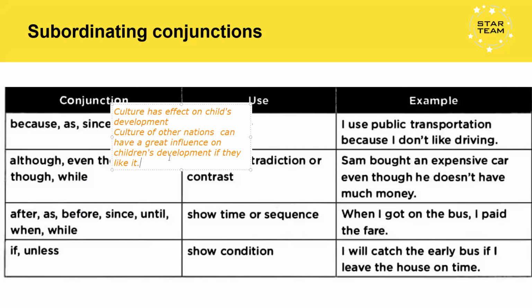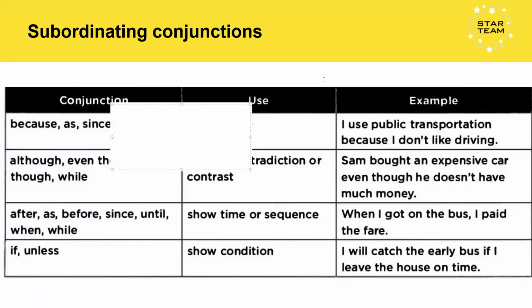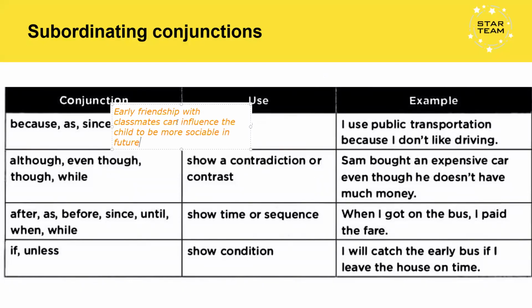A child can imitate actions of their parents. Early friendship with classmates can influence the child to be more sociable in future. Can influence the child's development. Early friendship with classmates can influence the child's development.